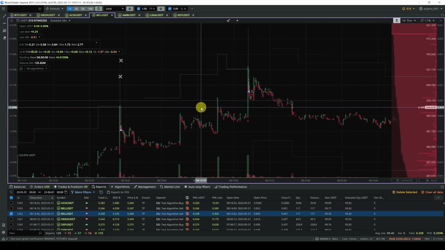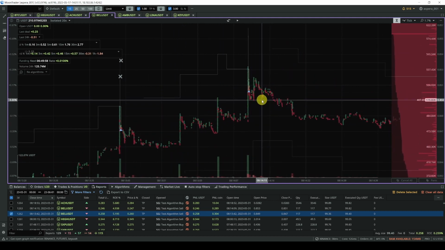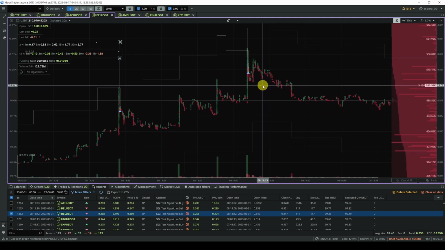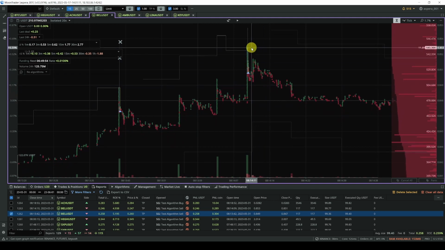Then there is another one that looks quite similar. Again, the size of the shot is a little over 0.5%. This is how the order was moving, and here at the intersection, that's where the position was open and it was immediately closed.